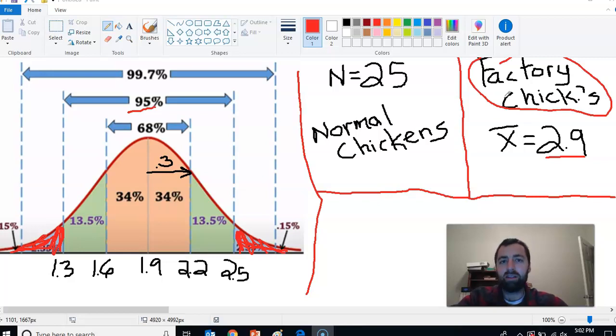And the reason why the question is not always clear cut is, think about it, are men taller than women? Well, not every man is taller than every woman. Some women are taller than some men. So likewise, if we're looking at these factory chickens, some of them are probably not going to be as big as some random normal chickens that you run into. So that's why it gets kind of murky.